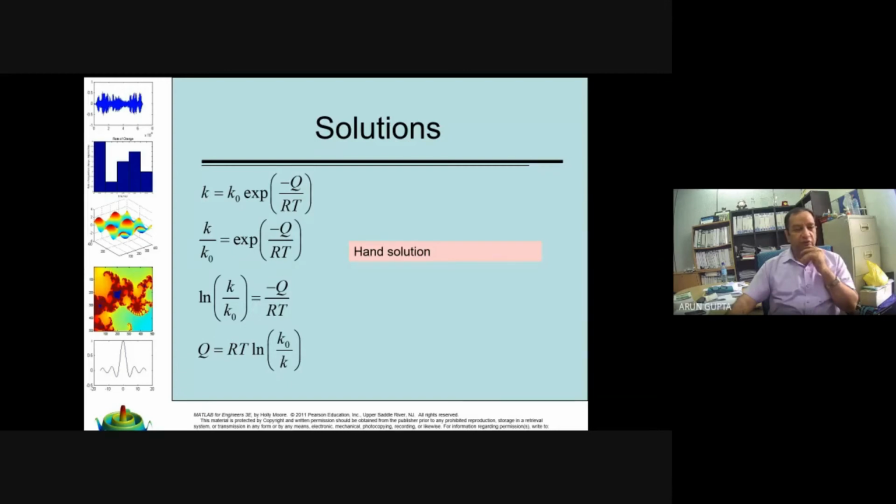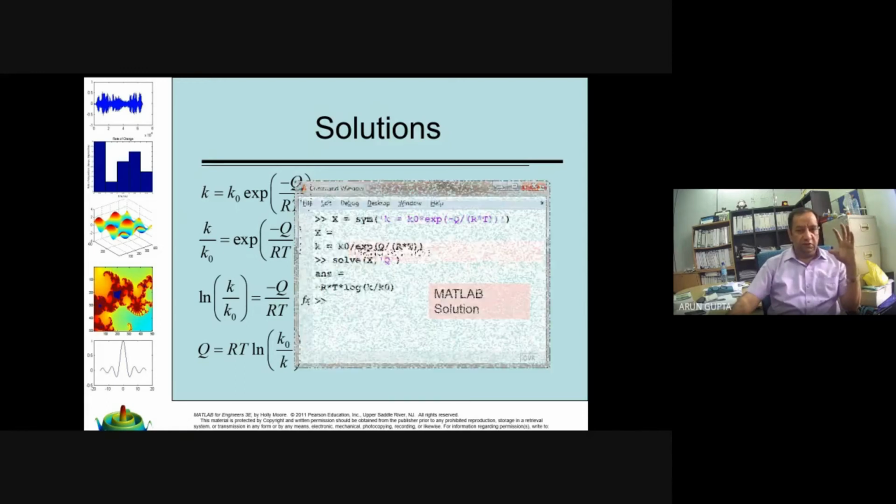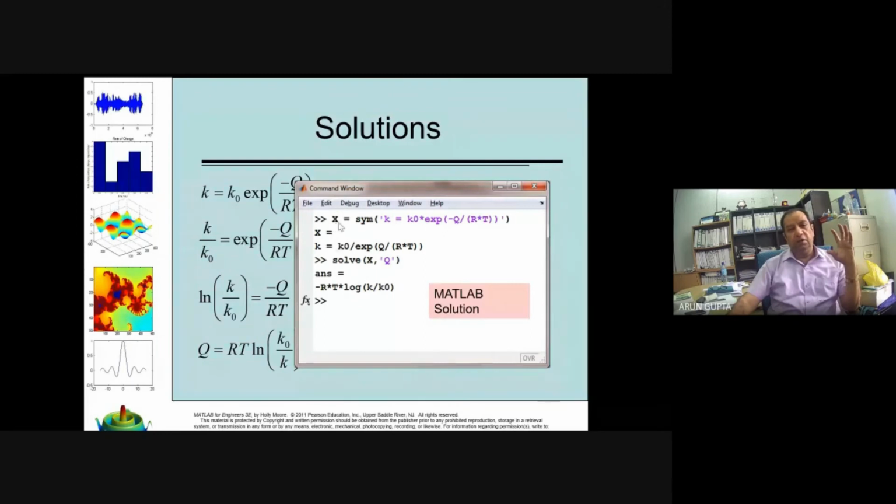Okay, so suppose you got one equation, K is equal to K0 exp minus Q upon RT. Then you want to solve for Q. So these are the steps. Suppose if you are doing it manually, then you need to go step by step to make Q on one side, and the rest of the things on the other side. The same thing you need to do in MATLAB. You can use this example. X is equal to sym. You need to write down the equation, then solve X for Q, and it will solve it.